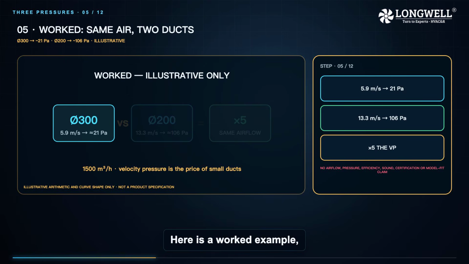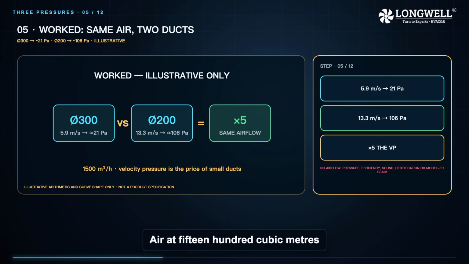Here is a worked example, illustrative numbers only. Air at 1500 cubic meters per hour through a round duct of 300 millimeters moves at about 5.9 meters per second. Velocity pressure is 1/2 times air density times speed squared, half of 1.2 times 5.9 squared, roughly 21 pascals. Small duct, same flow. At 200 millimeters the speed is 13.3 and the velocity pressure jumps to about 106 pascals. Same air, 5 times the velocity pressure.